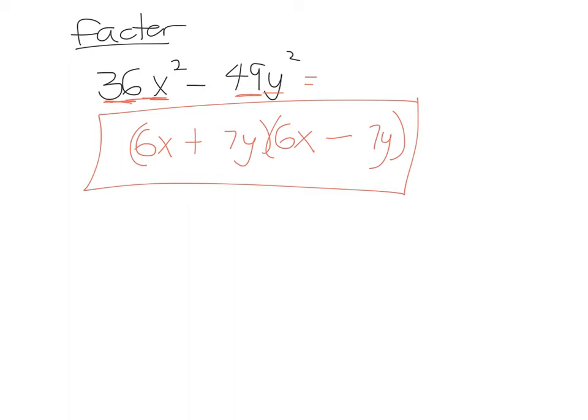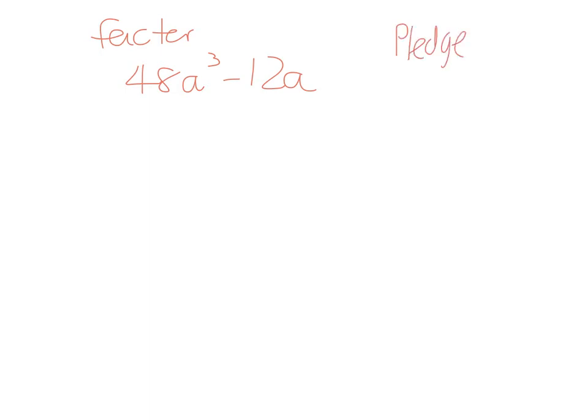Next problem, we're going to factor 48a to the third minus 12a. Well, these are not perfect squares. A to the third is not, 48 is not, 12 is not, because what number times itself is 48? What number times itself is 12? Nothing. However, the pledge was the first type of factoring I will always try is GCF.